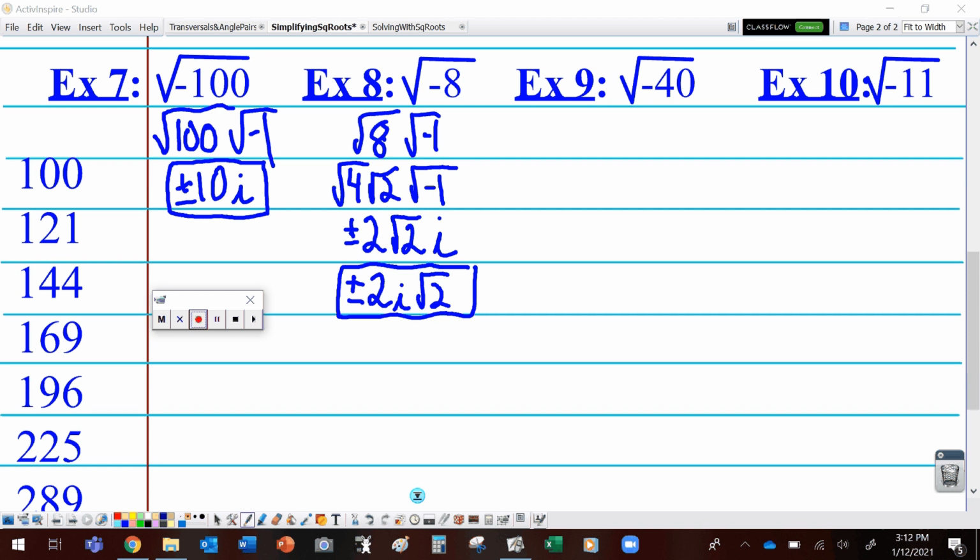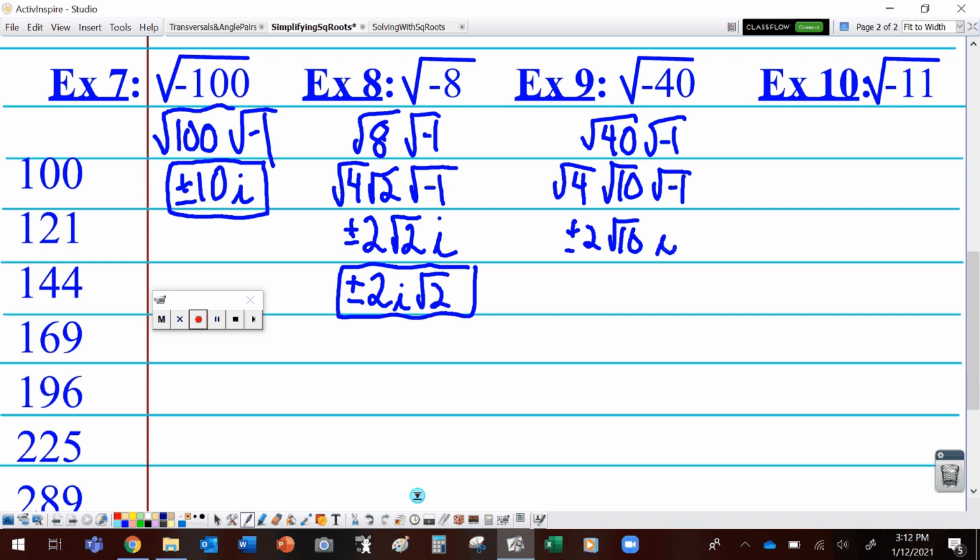Okay, how about the square root of negative 40? So I'll bring down the square root of 40 times the square root of negative 1. Now 40 is not a perfect square, but I can find a perfect square that evenly divides into 40. I can split this into the square root of 4 and the square root of 10. And I'll just bring down that square root of negative 1 for now. Now the square root of 4 is plus or minus 2. The square root of 10 I'll leave as the square root of 10. And the square root of negative 1 is i. So now we're going to shuffle our terms. We'll put the plus or minus first, any integers, then i, then a radical. And there we go.